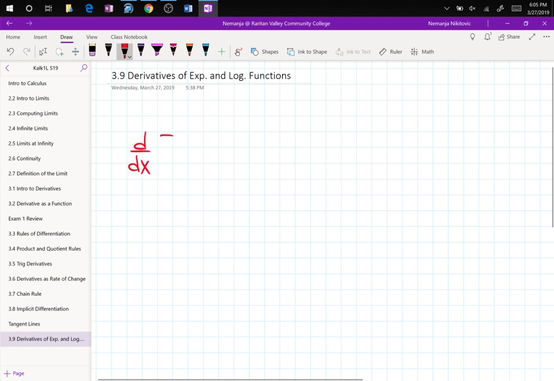The derivative of e to the x is? There we go. Perfect. Since you synchronized that so well, you might want to try synchronized swimming next.